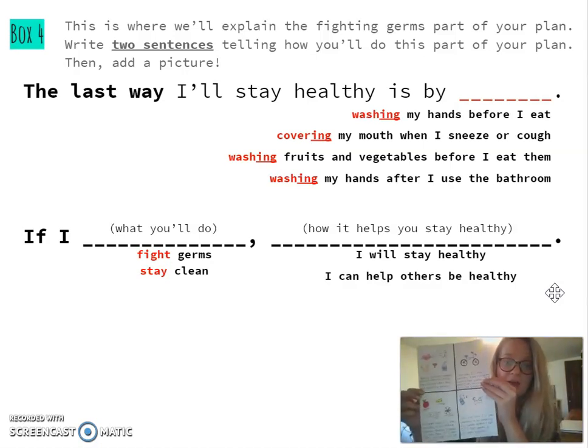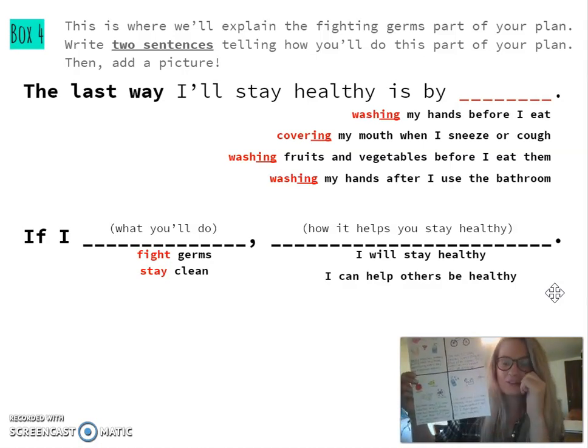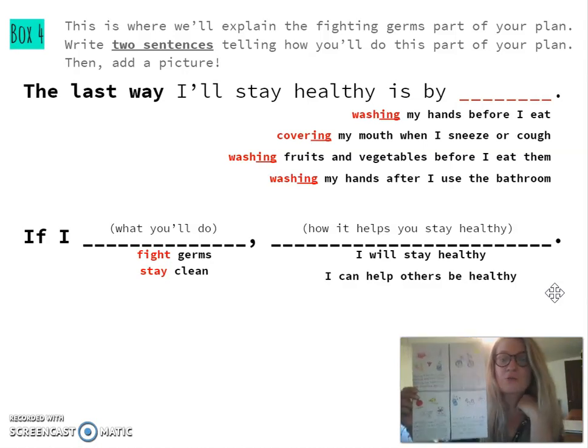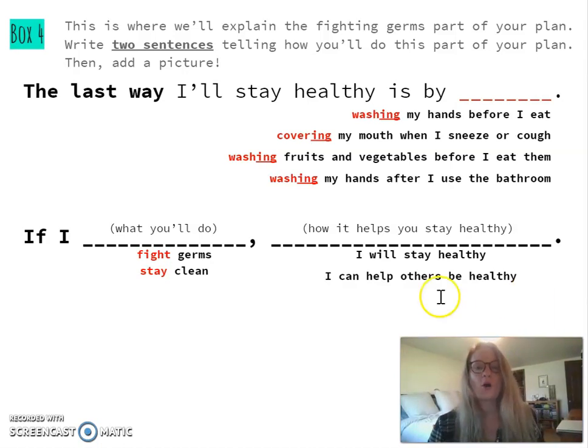When we're done, we're going to have 4 sections just like this with our sentences and our pictures and a really detailed plan about how we can stay healthy. So go ahead and pause the video here to do box 4. Use the sentence frames to explain how you will fight germs. Make sure you say it out loud before you write it down. Pause here to complete box 4.